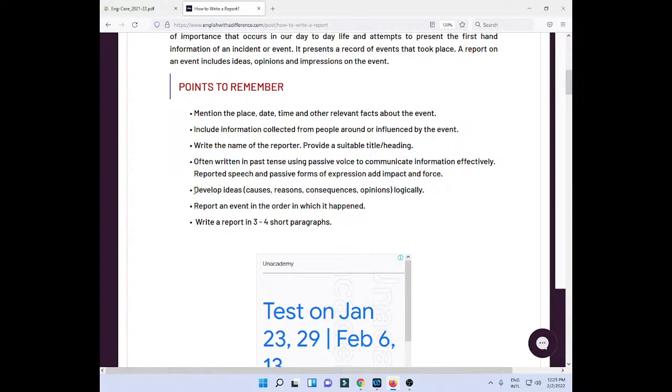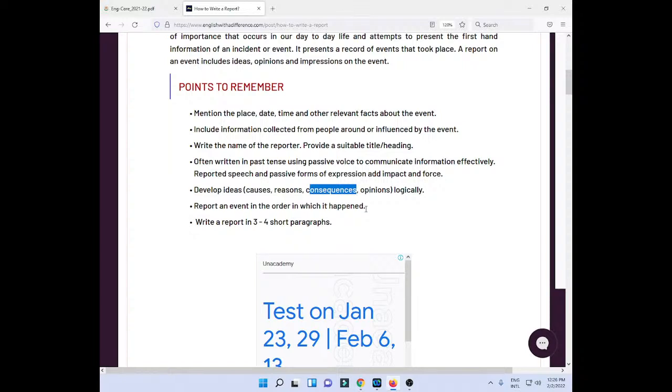If you are giving a report on a fire incident, first of all you give the causes, why the fire took place, then the consequences: how many people became victims, how many were injured, and what was the loss in terms of property. All these things will come in sequence. So before you write the report, you need to build up a rough draft, where you write certain value points in sequence. Whenever you develop ideas, you develop them in terms of causes, reasons, consequences, etc. Understood? So that will come in a sequence.